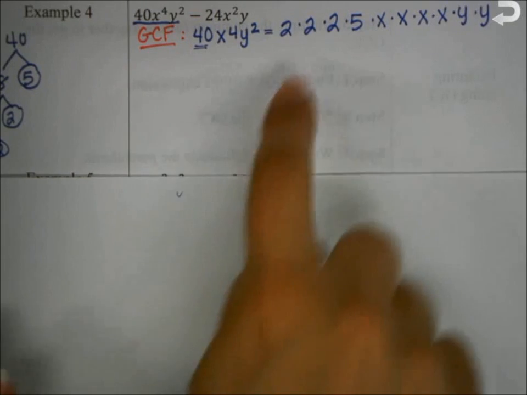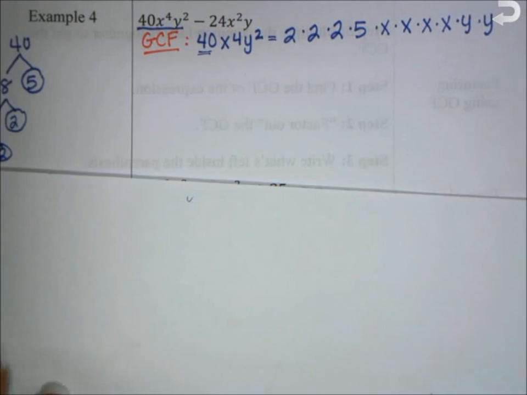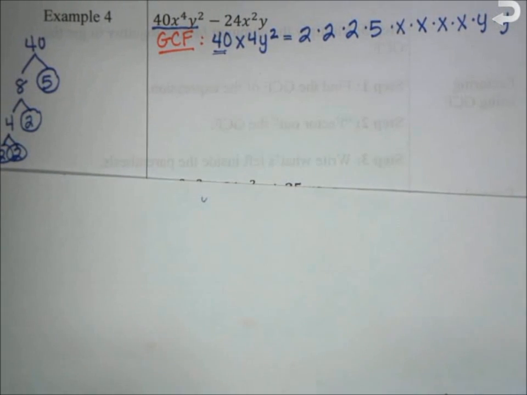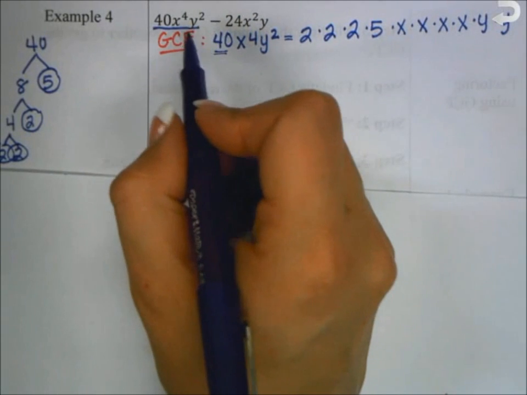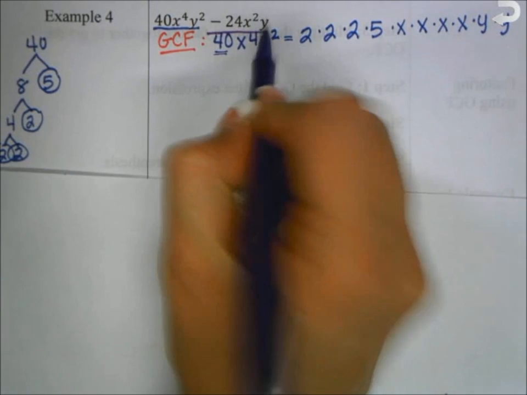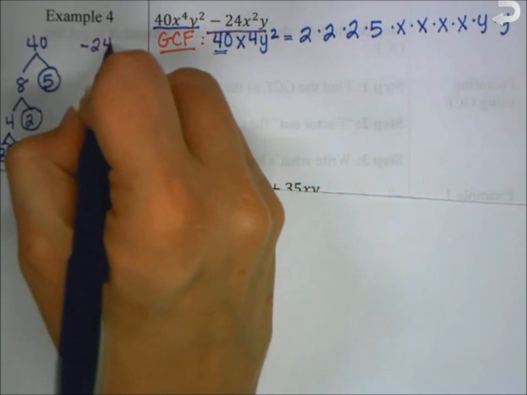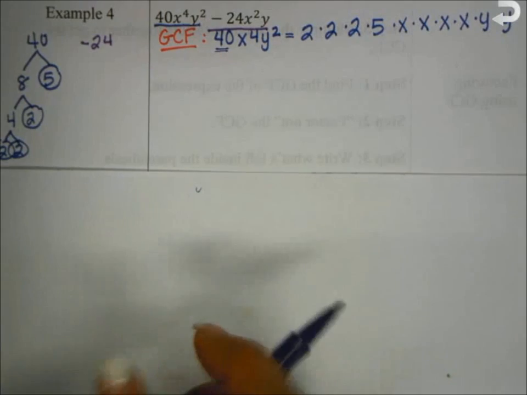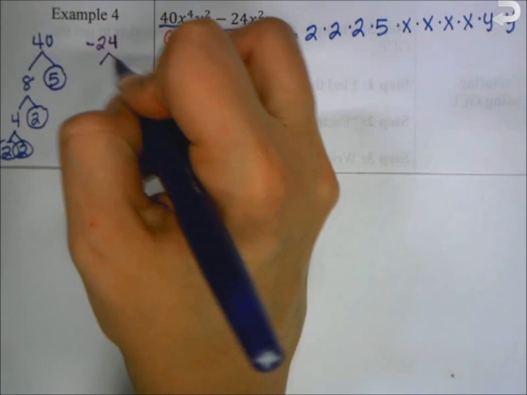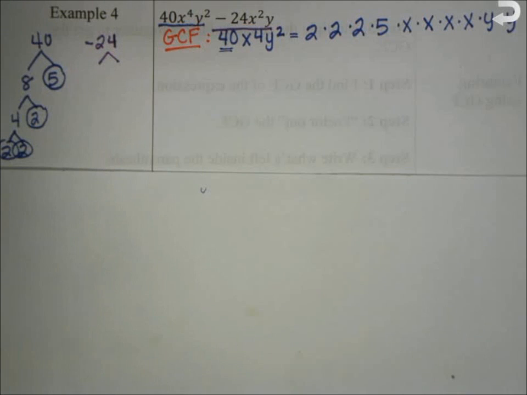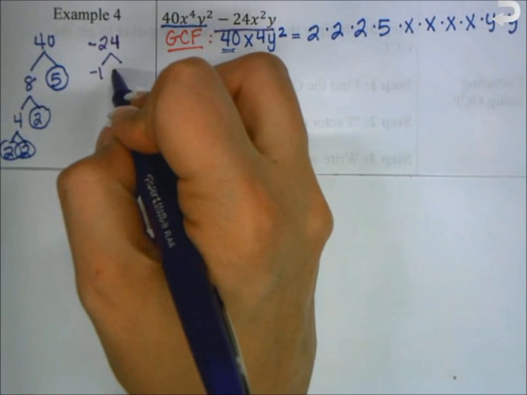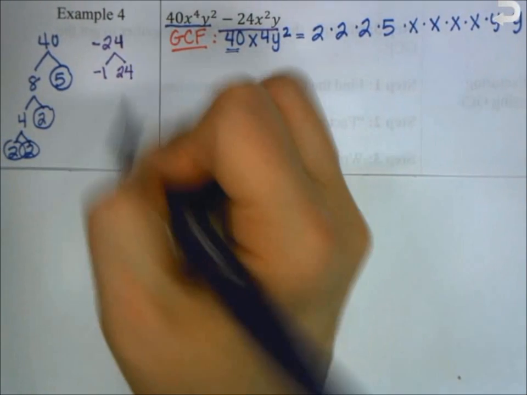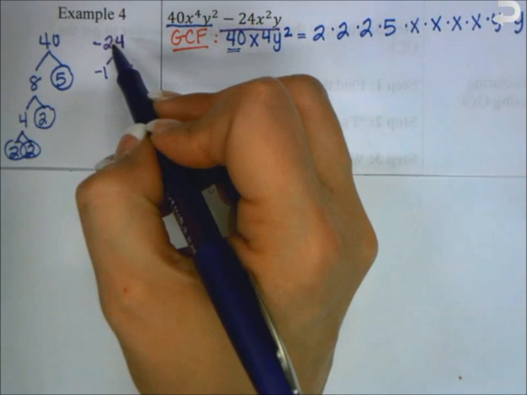What about 24x squared y? Is this 24 positive or negative? It's negative. So we actually have to factor negative 24. How does negative 24 factor? Whenever we have a negative, the first two factors I always want you to write are negative 1 times what? Negative 1 times positive 24 will give me negative 24. Negative times a positive is a negative. Okay, so you're always going to use negative 1 as your first factor.